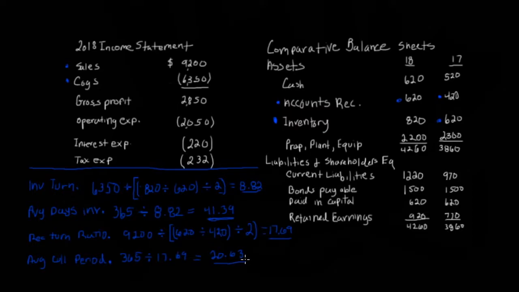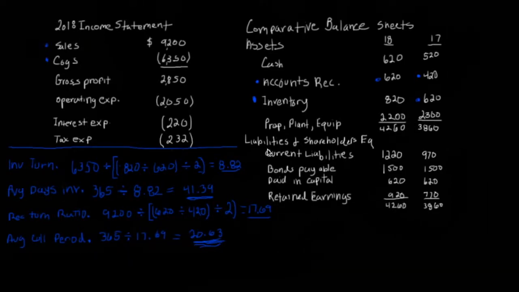And this just says that on average, you tend to collect money from merchants or whoever you're doing business with, and this represents the number of days. So on average, you will receive your money within 20.63 days, which on average is pretty good. All right, let's move on to asset turnover ratio.